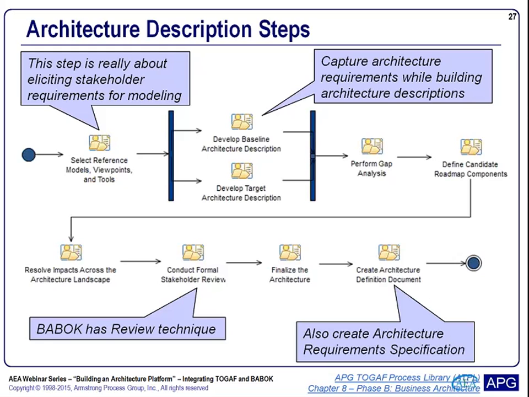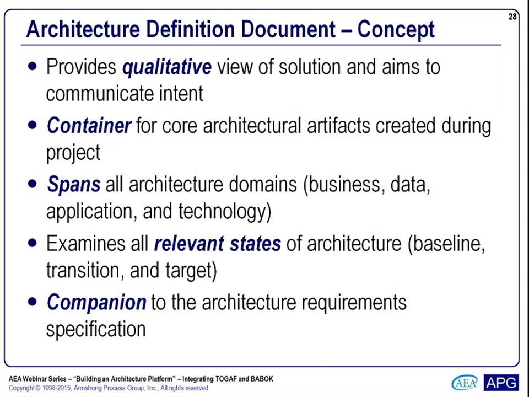The last step of phases B, C, and D is creating the architecture definition document. But as many of you may know, that is really a partner to the architecture requirement specification, and they really need to be developed together. So in addition to creating the architecture definition document, we also need to create that architecture requirement specification. And just a little bit of commentary on those 2 things.